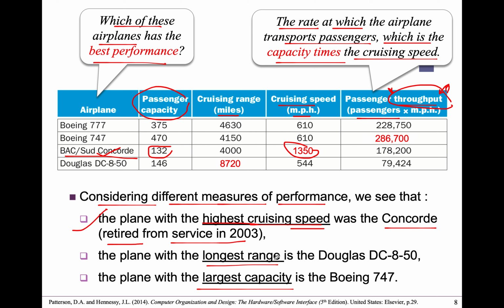The plane with the longest range is the DC8-50. This one is the cruising range in miles. And lastly, the plane with the largest capacity is the Boeing 747, which has the highest, which is 470. So with different kinds of things, or different measurements, whatever performance is going to come out differently.